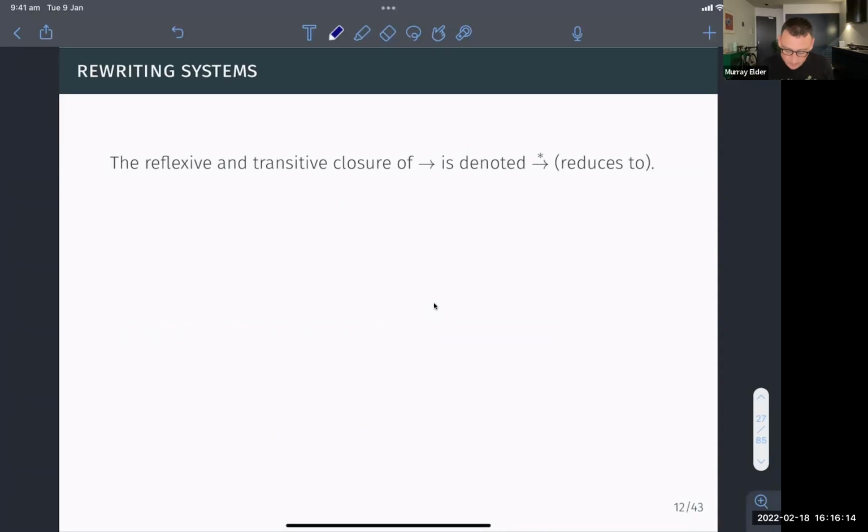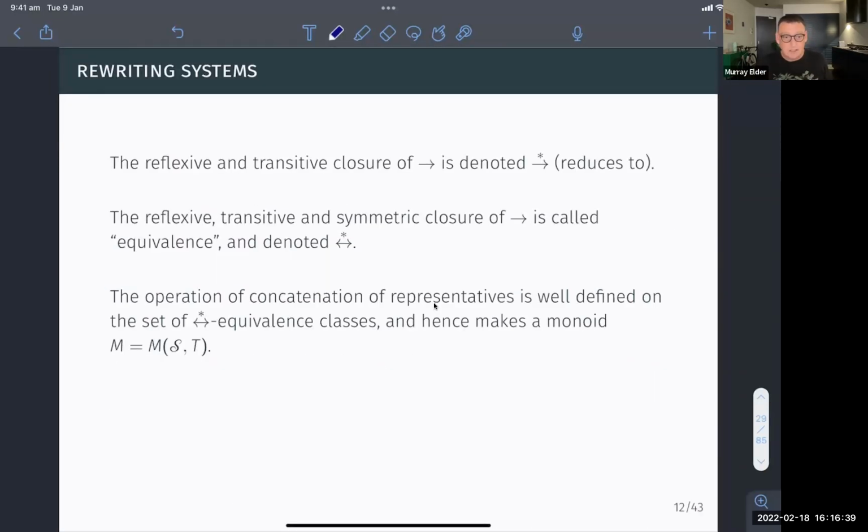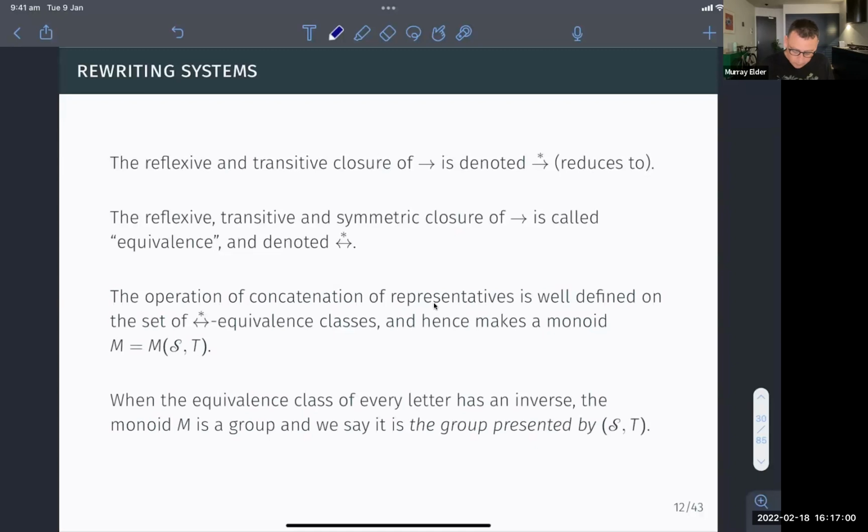So the reflexive transitive closure of arrow is arrow star. You can have as many moves as you want. And the reflexive transitive symmetric closure is called equivalence. I feel like I'm teaching my first year class just doing this bit, but that's what it is. We go backwards and forwards with the star. So then we get equivalence classes of strings coming from this rewriting system. And the operation of concatenation on strings is well defined on these equivalence classes, a little exercise. And so therefore we get a monoid, a set of equivalence classes with concatenation. And when the equivalence class of every element has an inverse, the monoid is a group. So this is one way to obtain a group from a rewriting system.